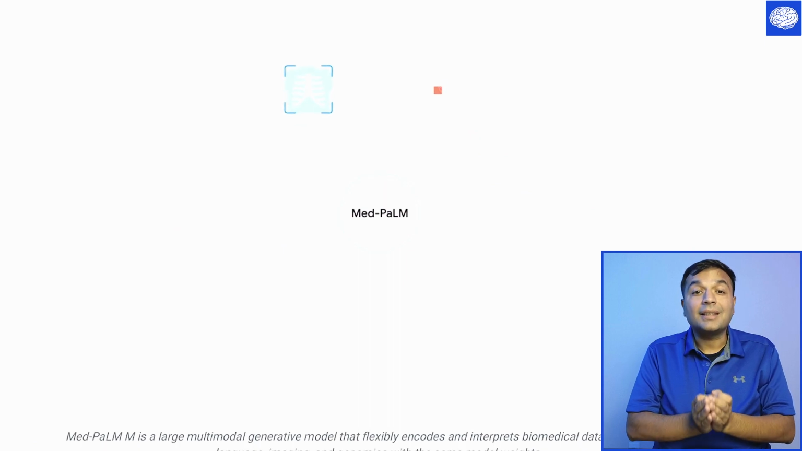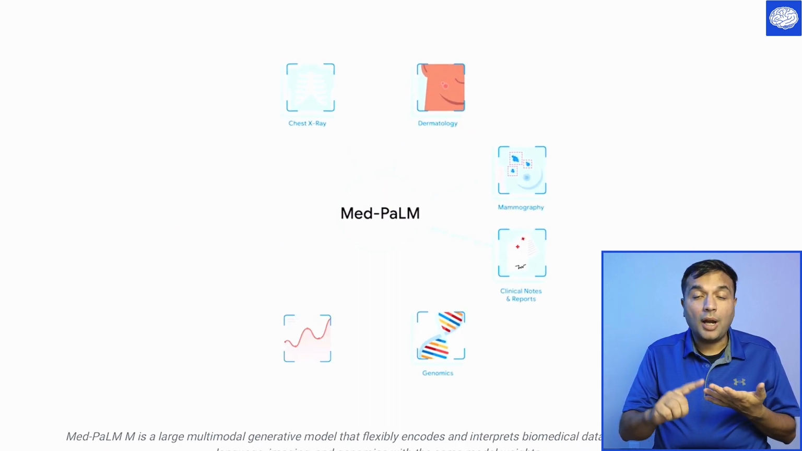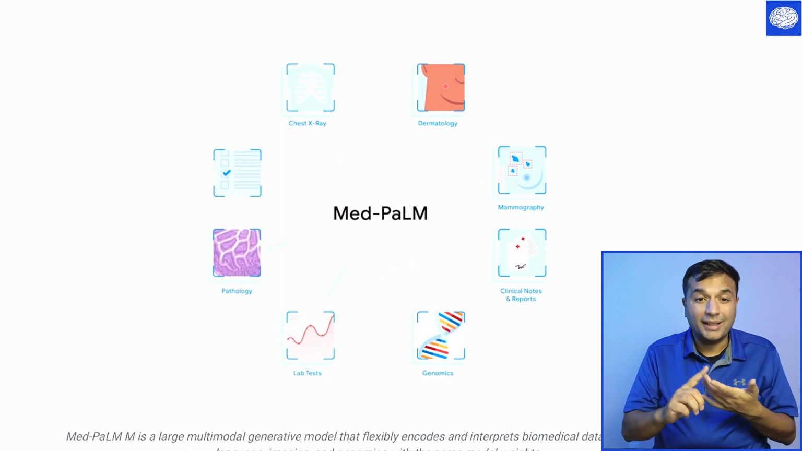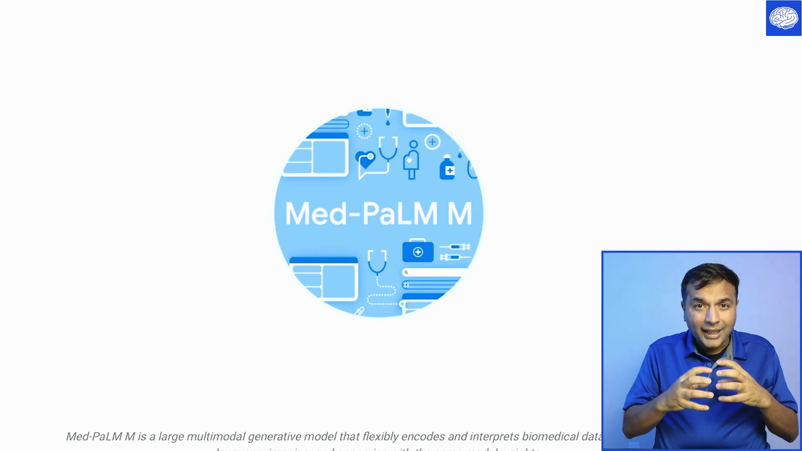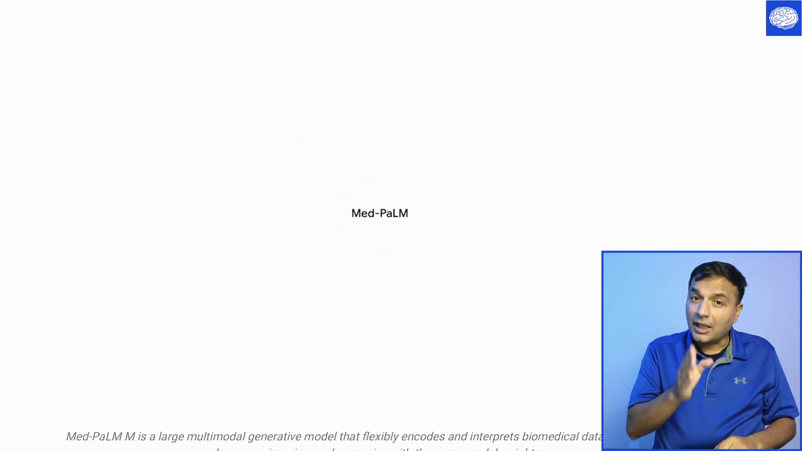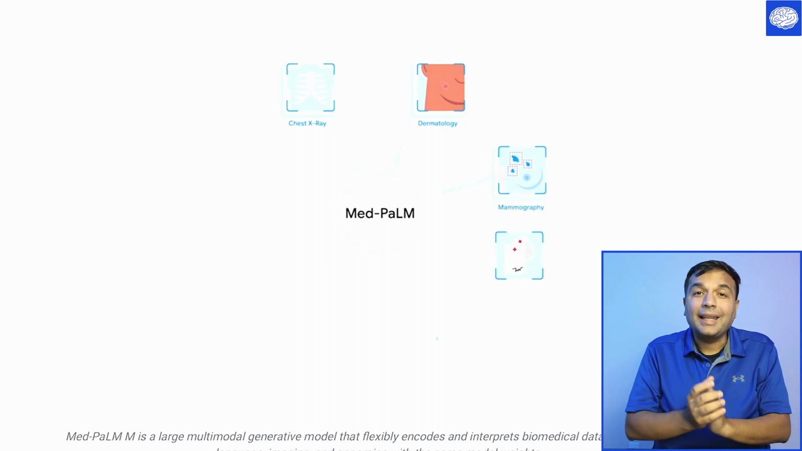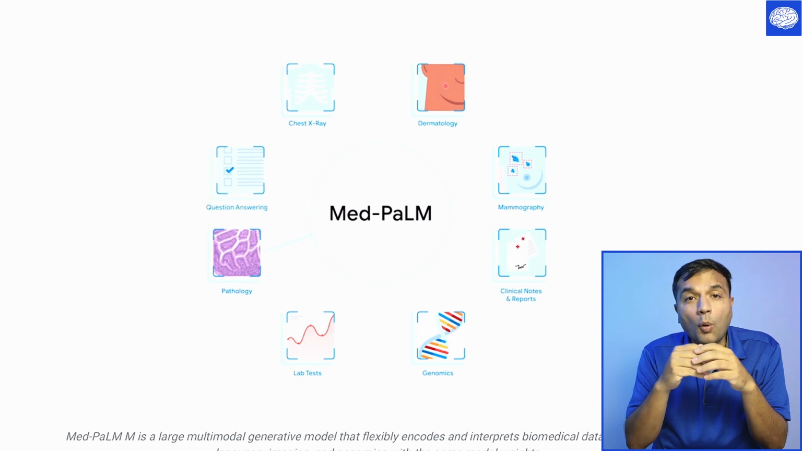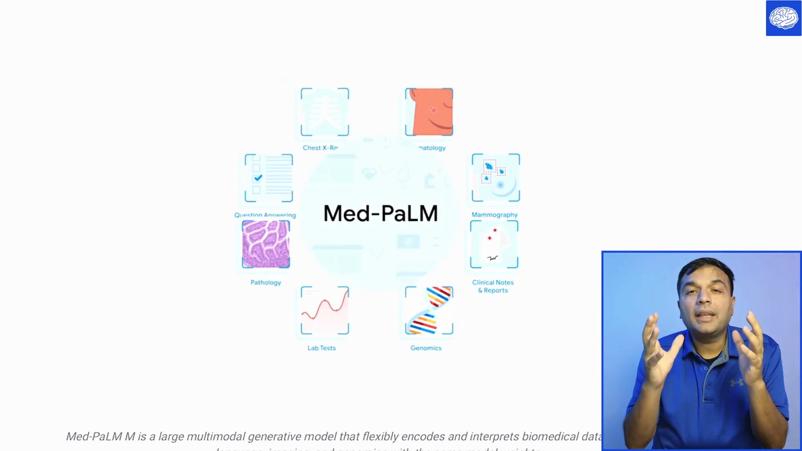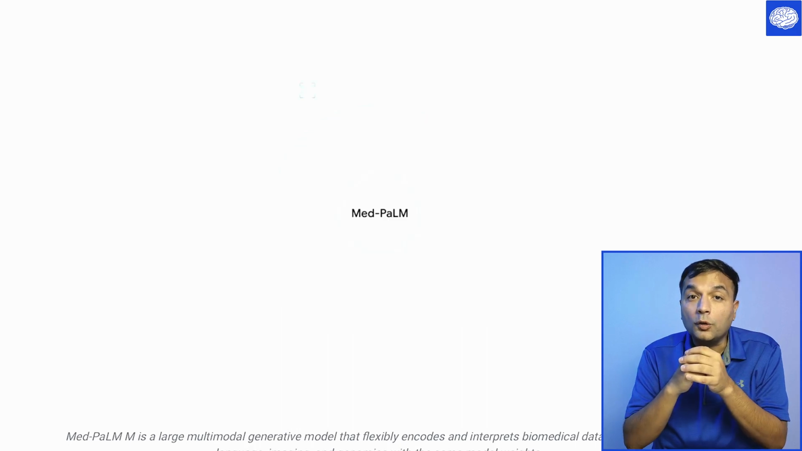And of course, this is the real goal that we are trying to achieve. You can have a chest x-ray, dermatology, mammogram, clinical notes and reports, genomics, lab tests, pathology, other question and answers, combined into one generalist model. And that's what Google's trying to achieve. To be honest with you, that's what I'm personally working on. And the idea is where this process is going to move forward, because this is a big thing that not one company can do, but multiple small companies are going to do together.